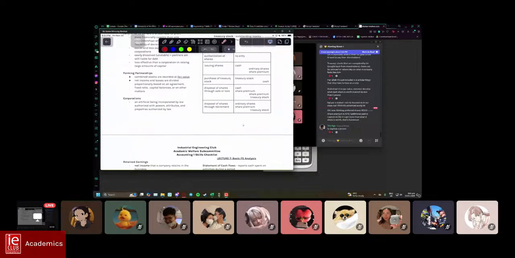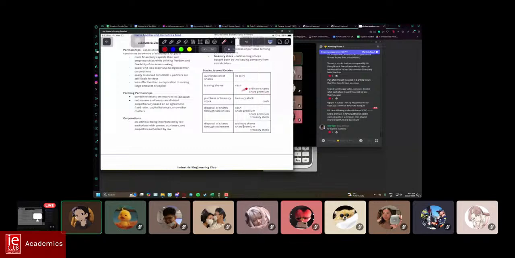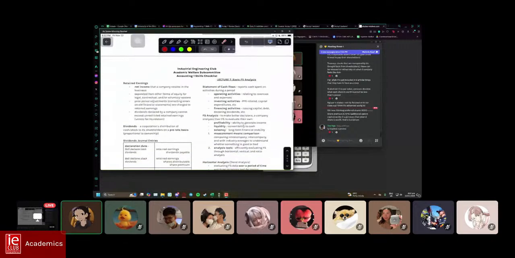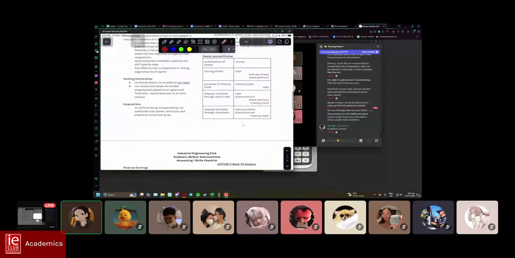So retained earnings is also where the funds for issuing stocks. Wait, am I crazy? Let's see. Okay, my bad. Not issuing stocks, but retained earnings is where the dividends come from. Yes, that's what I meant.